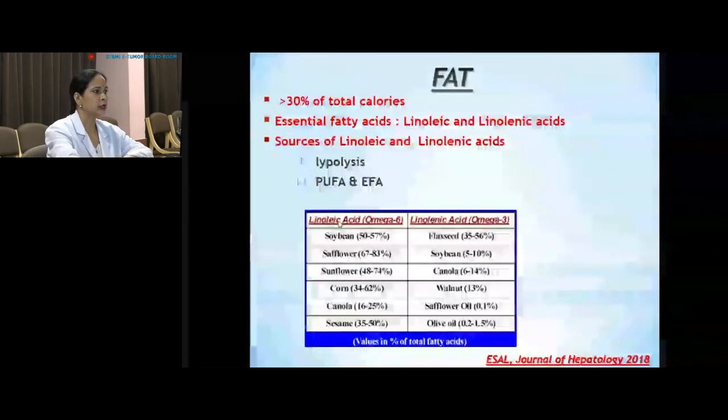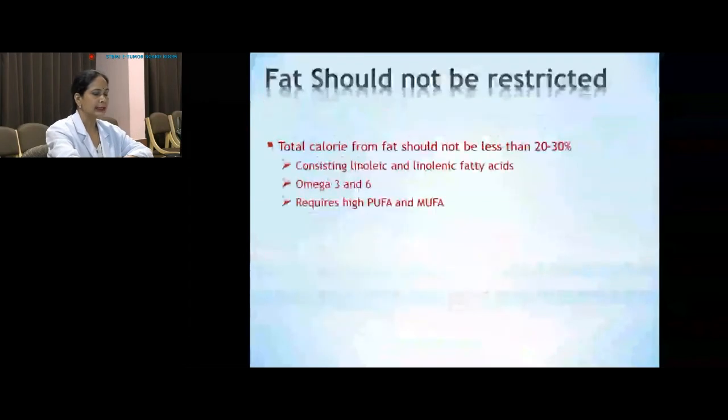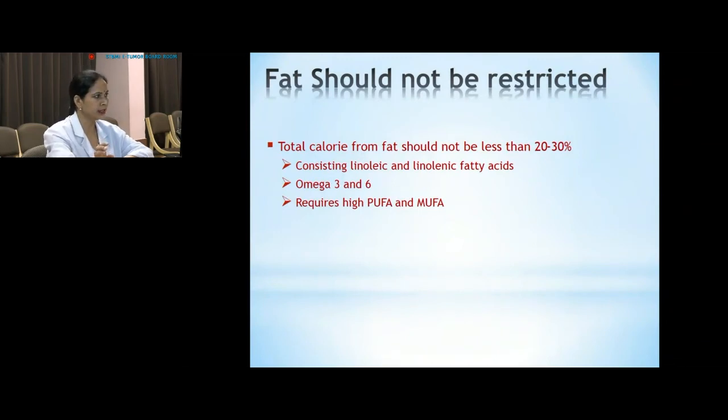Fat should not be restricted. As I said, there is a self-imposed kind of diet in cirrhosis patients. The patient comes with jaundice or hyperbilirubinemia and says, I'm not taking fat, or I'm restricting the fat because the liver is the organ which metabolizes the fat. They restrict fat, or are almost nil in taking fat. So here fat does not need to be restricted. Total calories from fat should not be less than 20 to 30%.